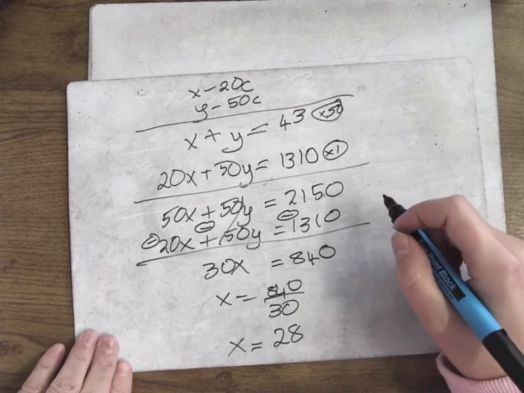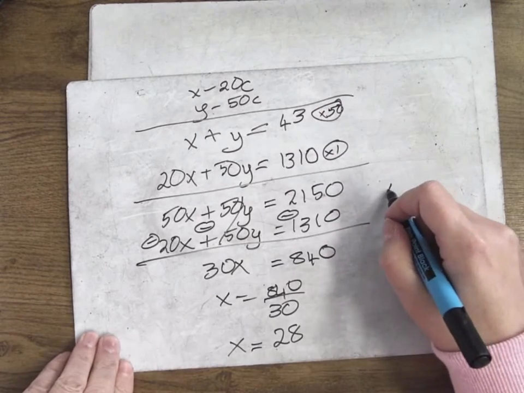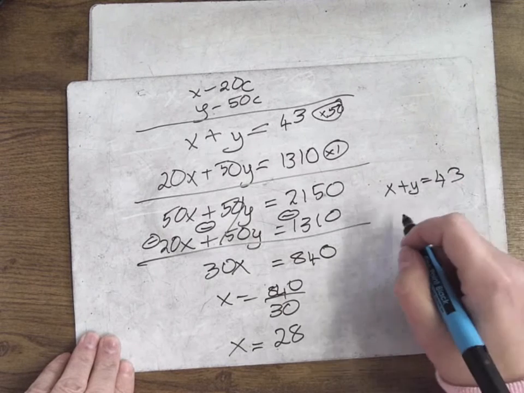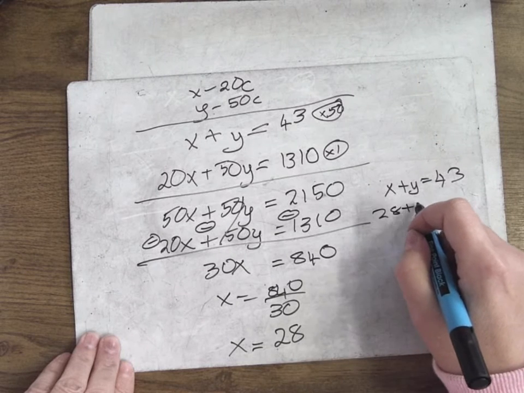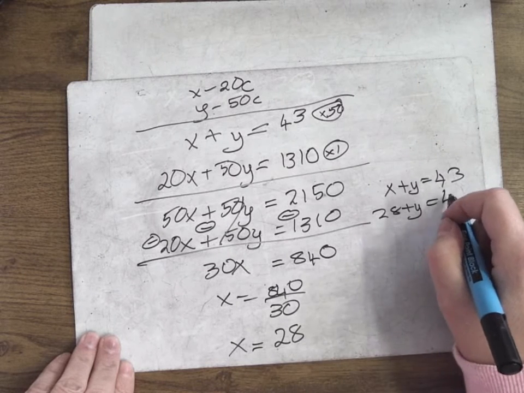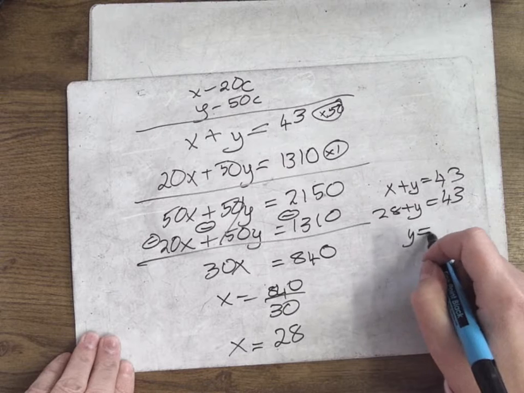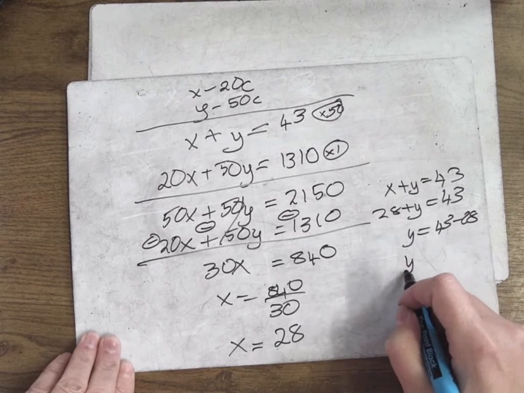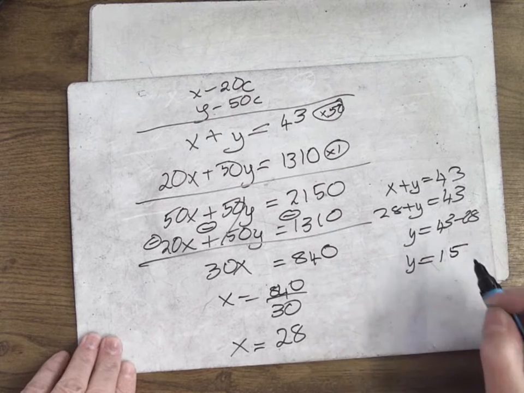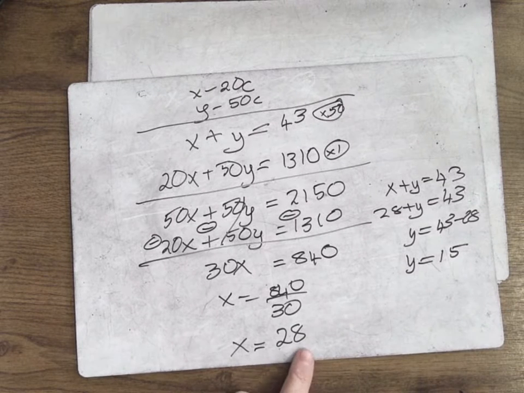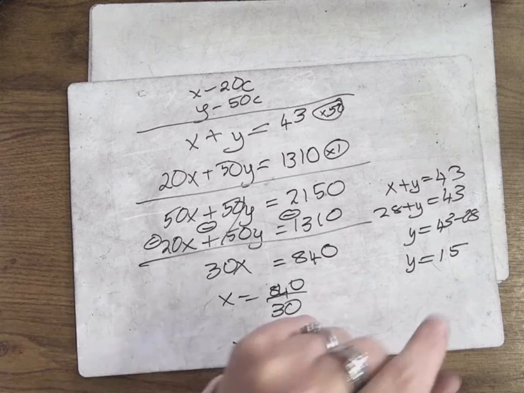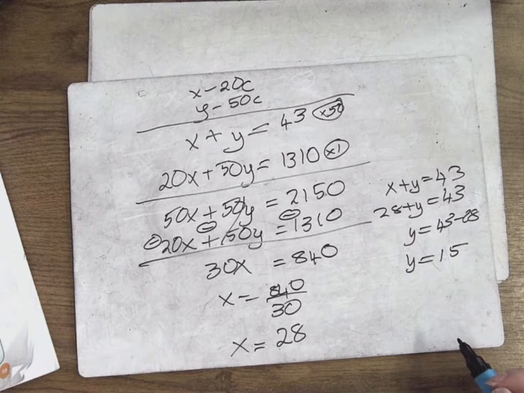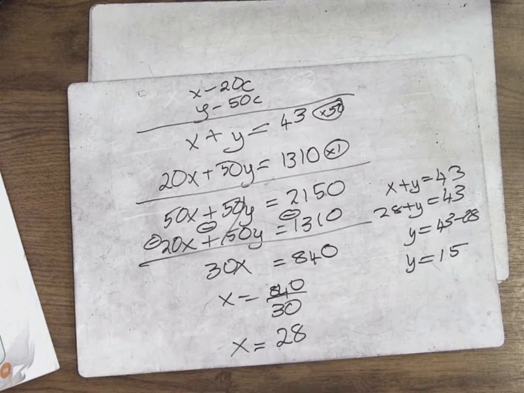Right, so then you take the top equation, x plus y equals 43. You've just figured out that x is 28, so 28 plus y equals 43. So y is equal to 43 minus 28, which means y is equal to 15. So in the slot machine there were 28 20-cent coins and 15 50-cent coins. I know they're hard to put together, but we'll just do a few of them and move on.